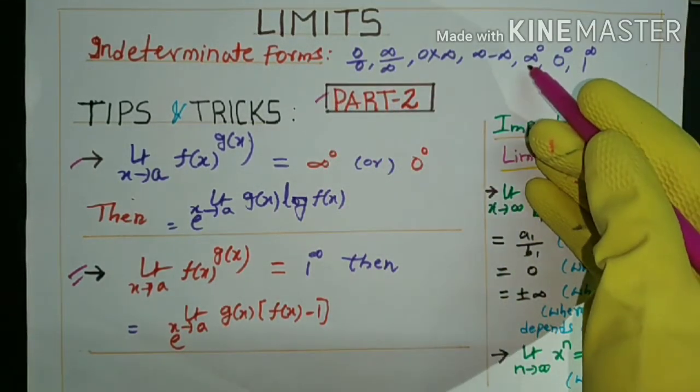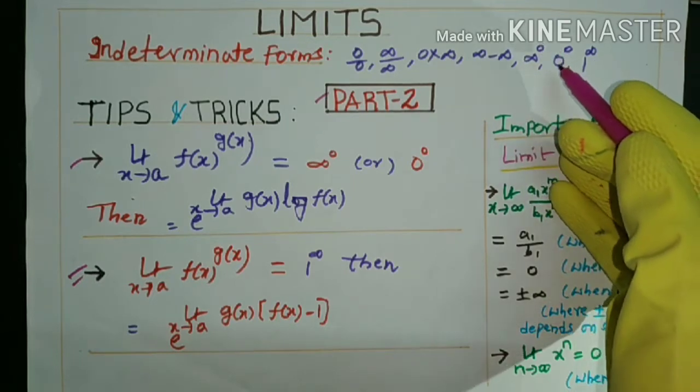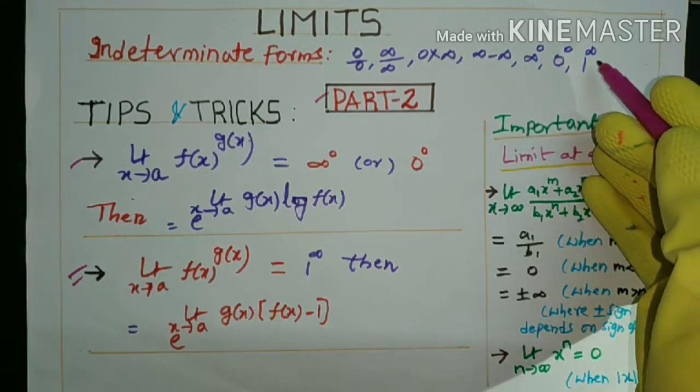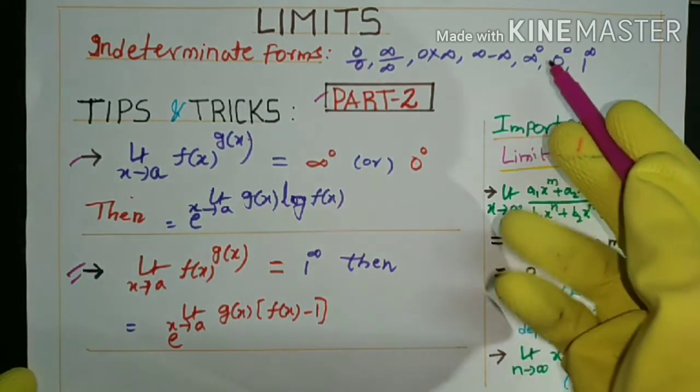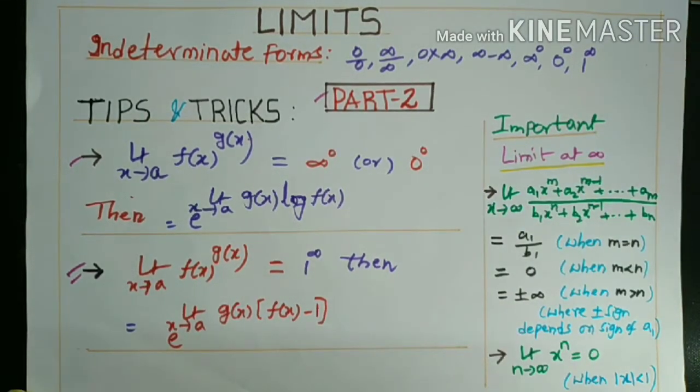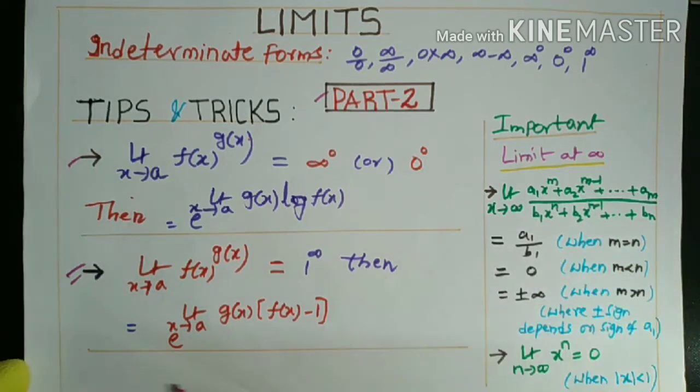What are the remaining 3 here? Infinity power 0, 0 power 0 and 1 power infinity. We can apply very easy tips and tricks to solve the indeterminate forms of these 3. What are those? We can look at here.